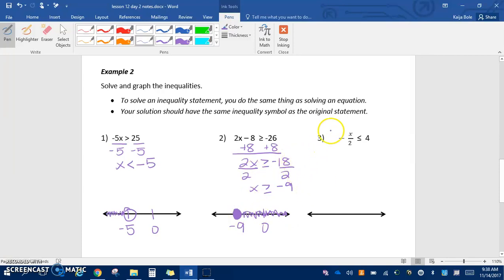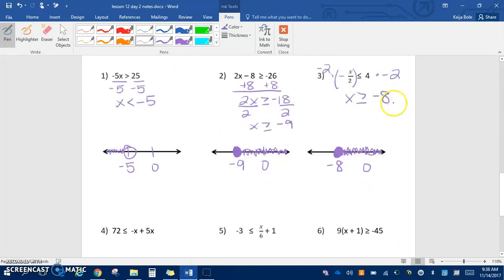Okay? Here on negative 3, I have negative x over 2 is less than or equal to 4. So here I need to multiply both sides by negative 2. So I'm going to get x, I need to flip my sign, is greater than or equal to negative 8. So here I put negative 8, and I put 0. I'm going to have a closed circle for the equal to part, and everything greater than negative 8, so I'm going to shade off to the right again, and all the way through that arrow.